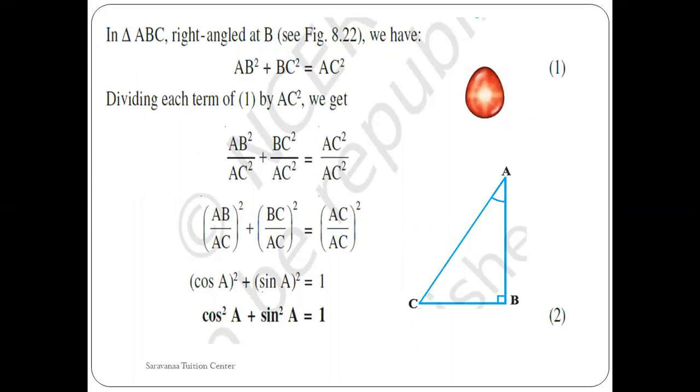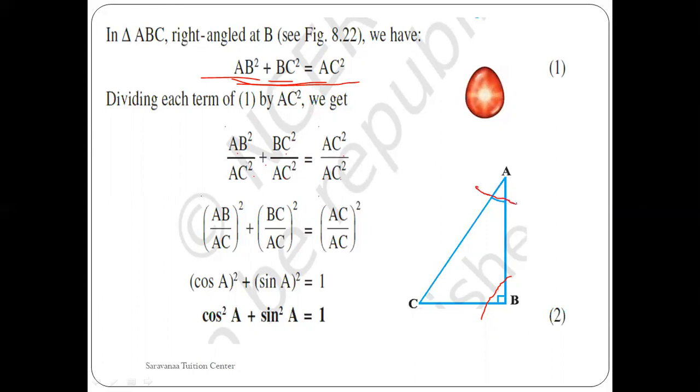So first, this is a right angle triangle. ABC is a right angle triangle, right angled at B. Use Pythagoras theorem: AB square plus BC square equals AC square. Then you need to divide everything by AC square. You get AB square by AC square plus BC square by AC square, that equals AC square by AC square.